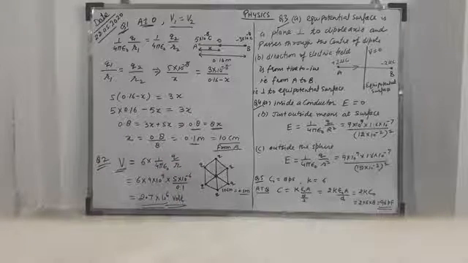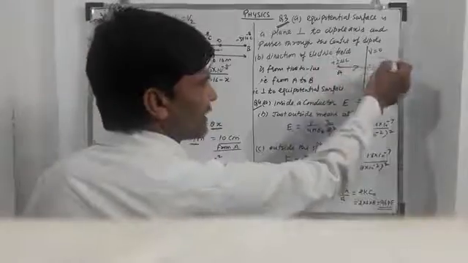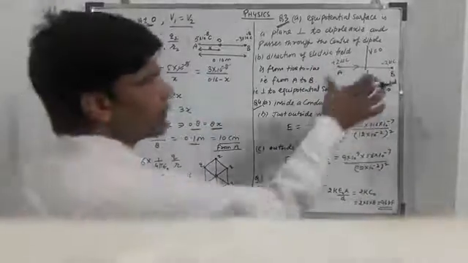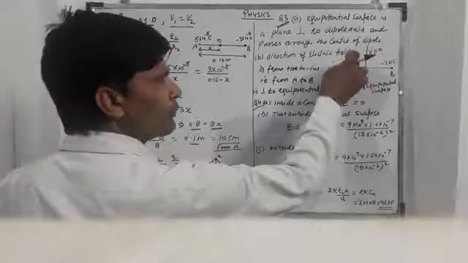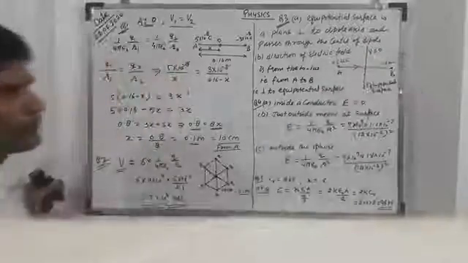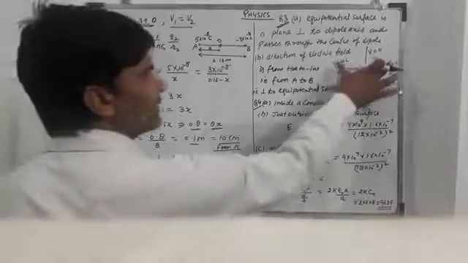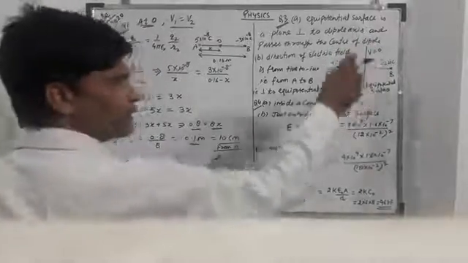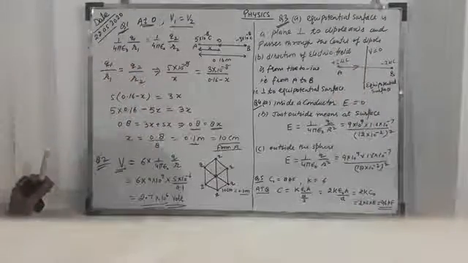Now, question number 3 says that two equal and opposite charges, one of 2 microcoulomb, another of minus 2 microcoulomb, are placed at a distance. Then at what point is the equipotential 0?